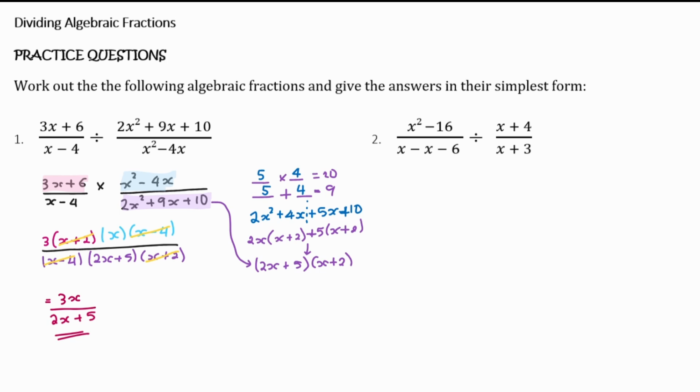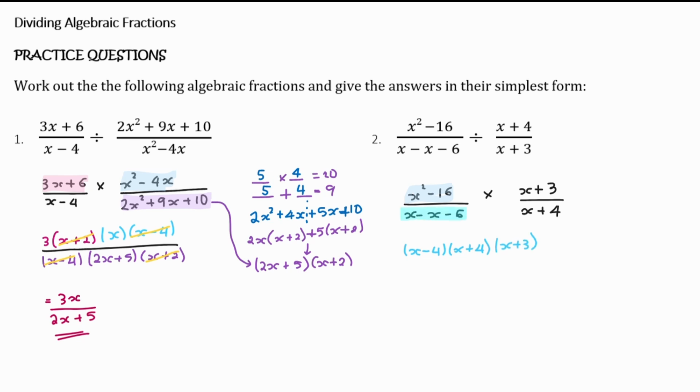For number 2, we are also going to keep the first fraction as it is. We are then going to change the division sign into a multiplication sign, and we are going to flip the second fraction. So in order to factorize x squared minus 16, that is a difference of two squares, and we can write it as x minus 4 and x plus 4. We multiply it with the second numerator, which is x plus 3.